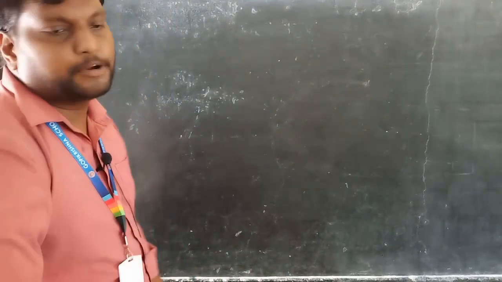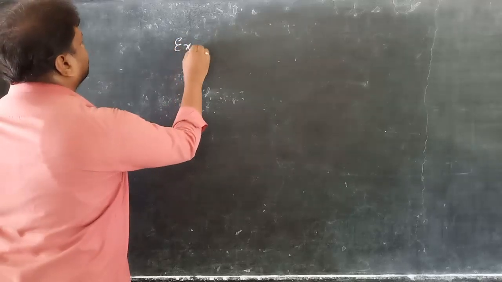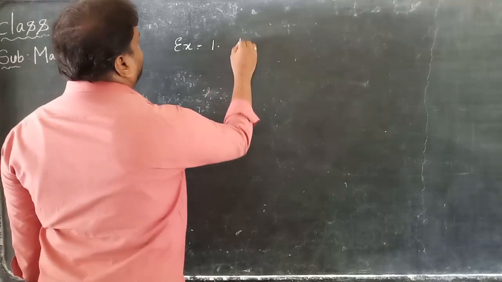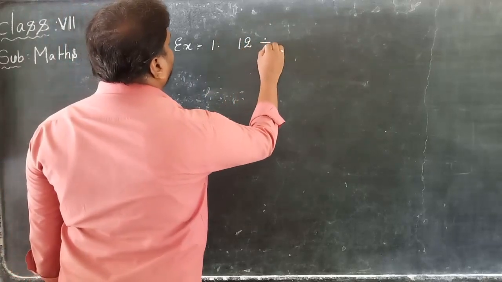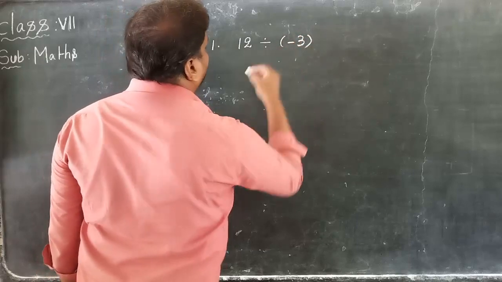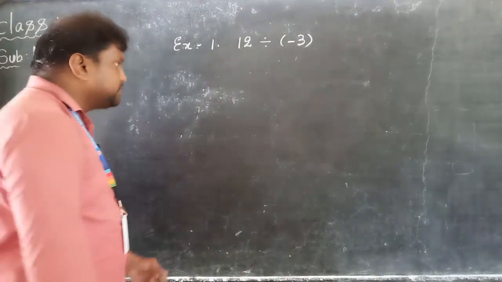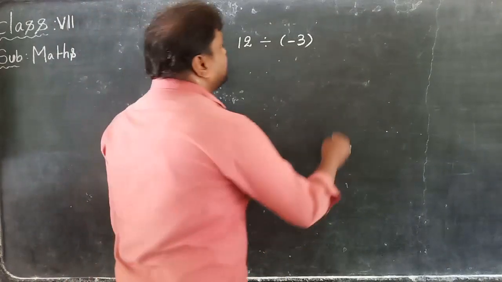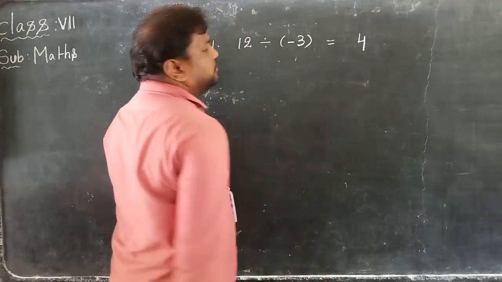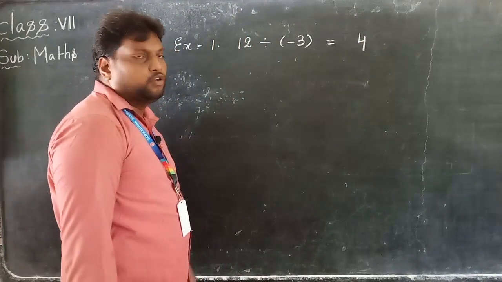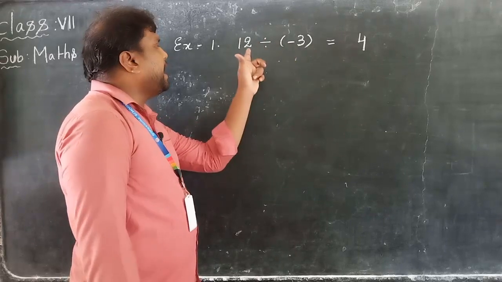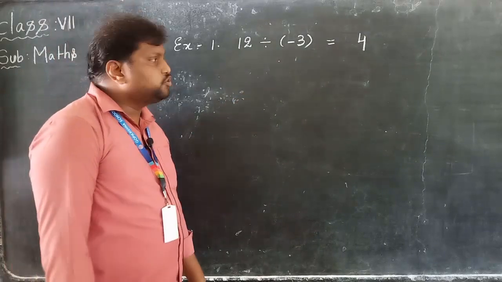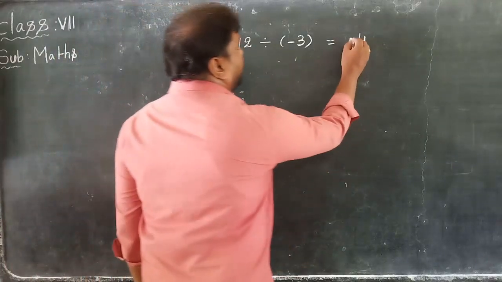Now we will check some problems, examples. First one, 12 divided by minus 3. 12 divided by minus 3 is equal to 12 by 3. What is the value of 12 by 3? 12 by 3 is nothing but 4. Why? Because 3 fours are 12, and here the positive value is divided by a negative value. Positive value divided by negative value is negative only.